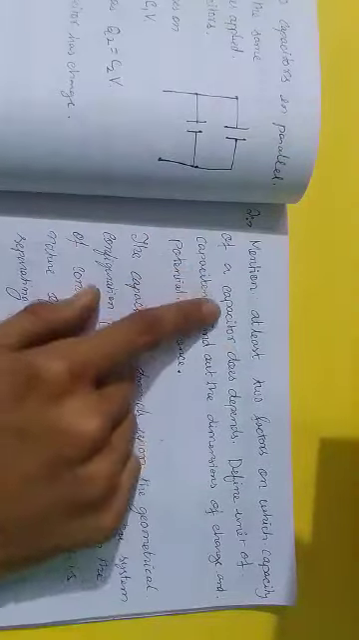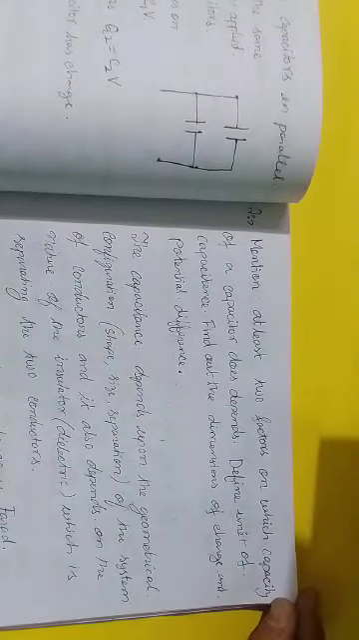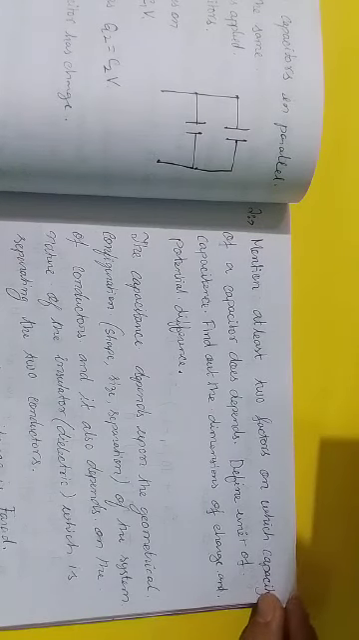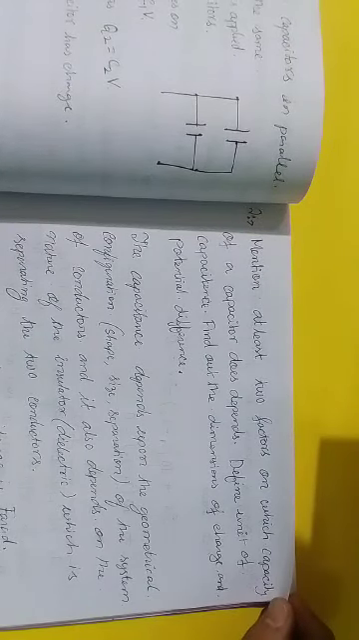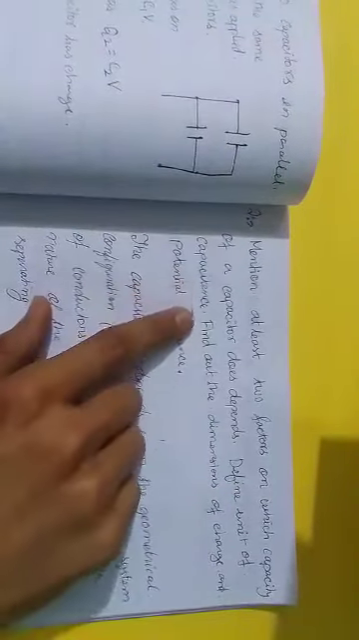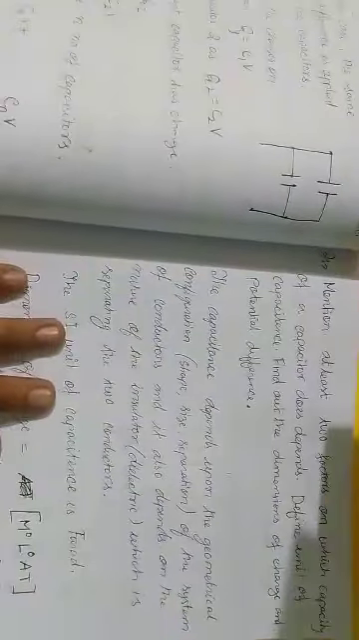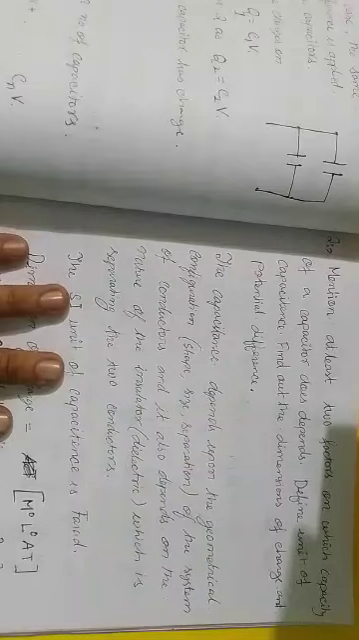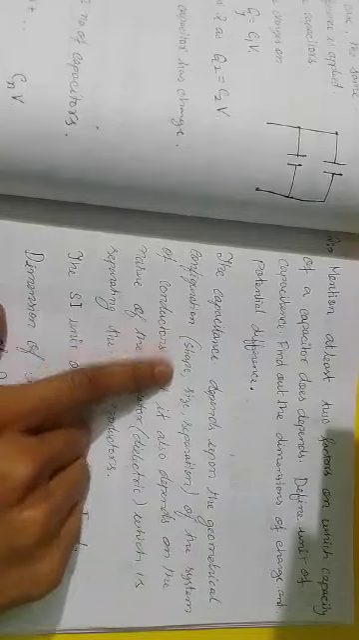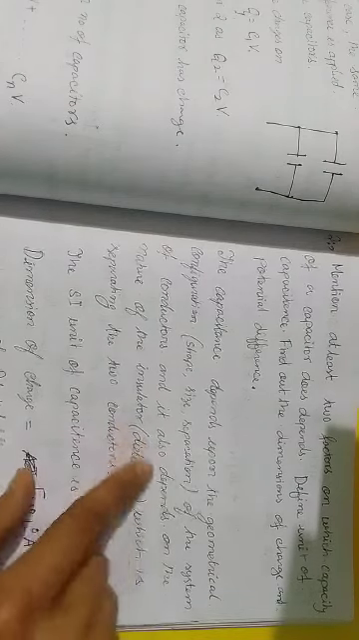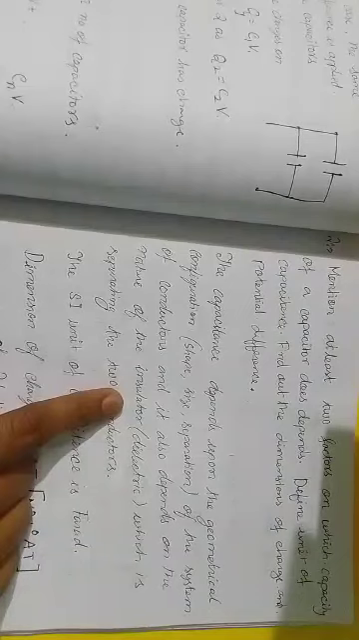So here the question: mention at least two factors on which the capacity of a capacitor does depend, define the unit of capacitance, and find out the dimension of charge and potential difference. So the capacitance depends upon the geometrical configuration, মানে shape, size আৰু separation ৰ ওপৰত ডিপেন্ড কৰিব, capacitance of the system of conductors, and also it will depend on the nature of insulator ৰ ওপৰতো ডিপেন্ড কৰিব.